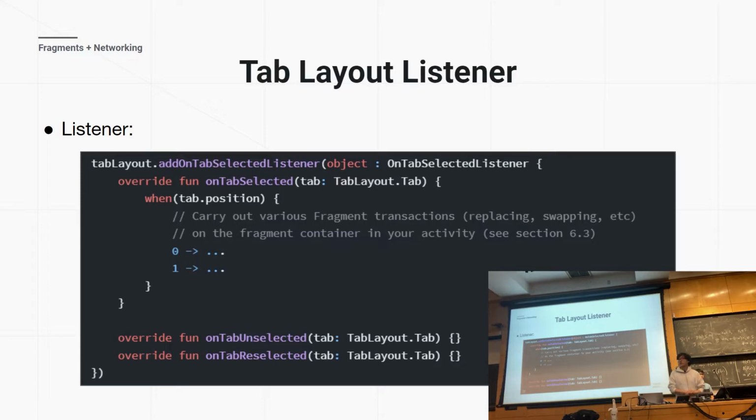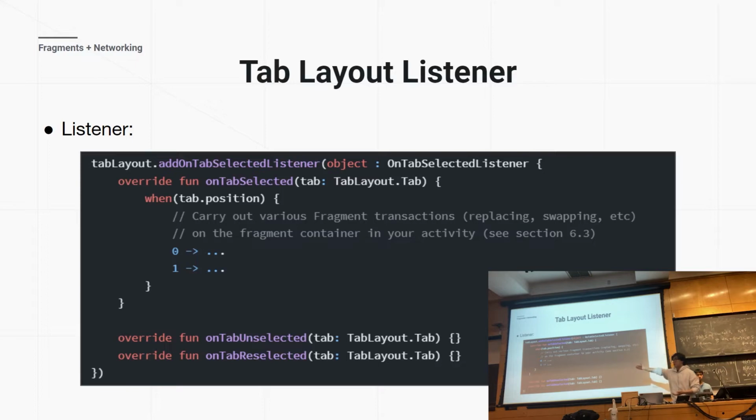And much like the bottom navigation bar, the tab layout doesn't actually do anything unless you have a listener. And very similar to the syntax for bottom nav, we have this where instead of actually having the items, we have the position. So what does the position represent? Well, positions go from 0 on the left all the way to n on the right.